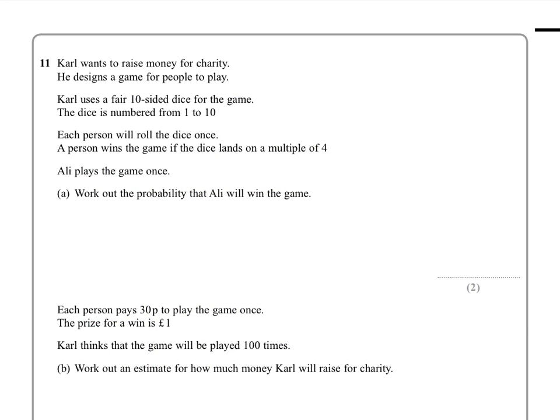So this question has an awful lot of words, which can make it seem quite ominous to start with. But if you just try and think that the dice, it should really say the word die, that's the singular, but the dice is numbered from 1 to 10. Each person will roll the dice once. A person wins the game if the dice lands on a multiple of 4. Well, if it's numbered from 1 to 10, then the 4 times table is only going to be you win if it lands on a 4 or an 8.